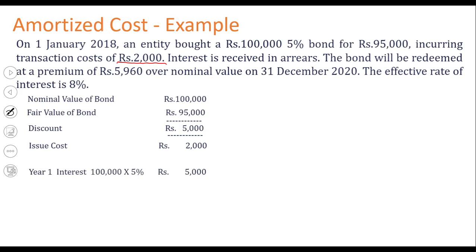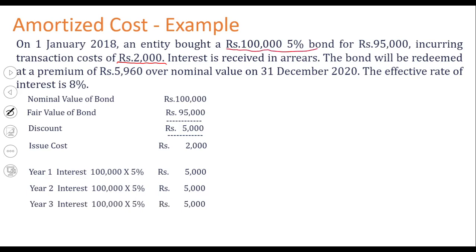Also, by holding this asset, I am getting interest income for the first year, which is 100,000 into 5%, 5,000. Second year also I am getting 5,000. Third year also I am getting 5,000. That is on this 100,000 nominal value. When I am receiving the interest, I am always receiving the interest on top of the face value of the asset.